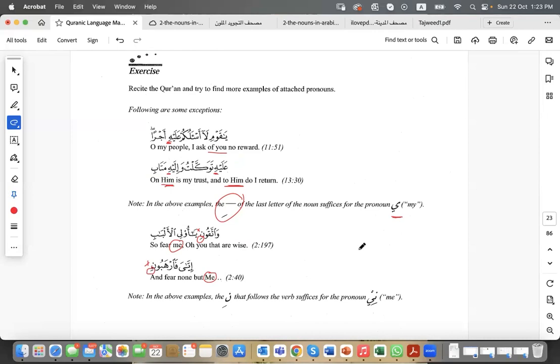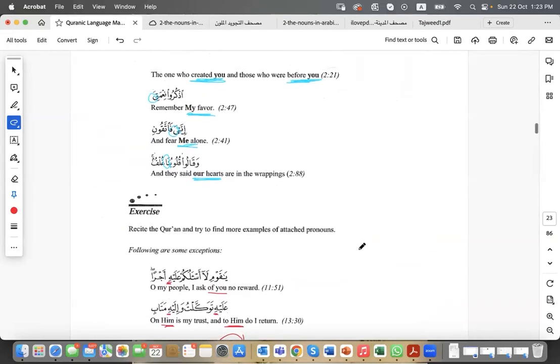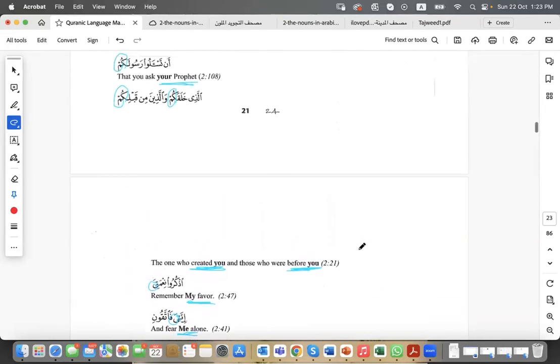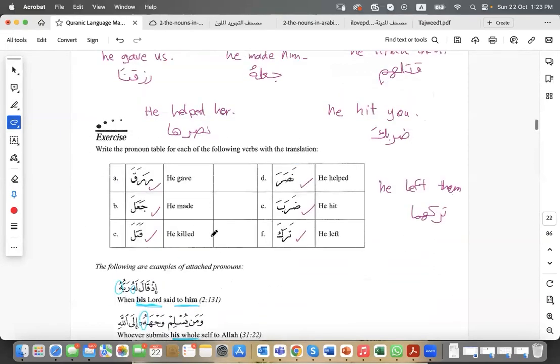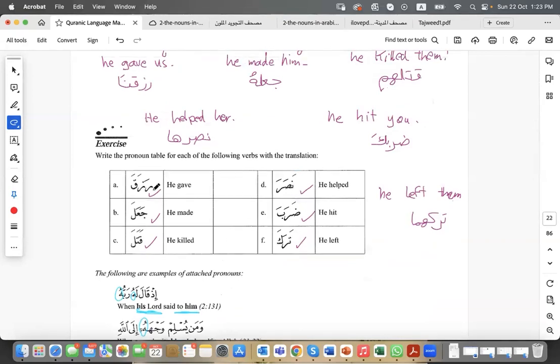Now, as we have said, try to read Quran, recite Quran, and find more examples, and try to apply this table, or use this list of verbs with all the attached pronouns in the table. And I would be more happy than happy to receive some of your trials to have a look at and give you feedback as well. And inshallah, I'll see you in future lessons.